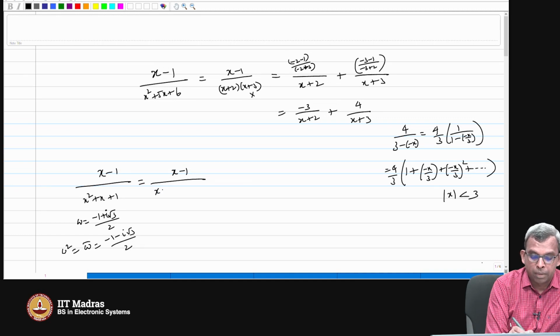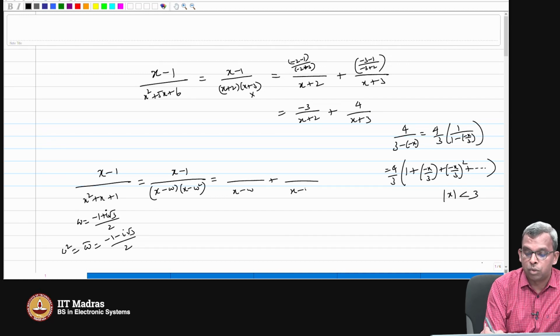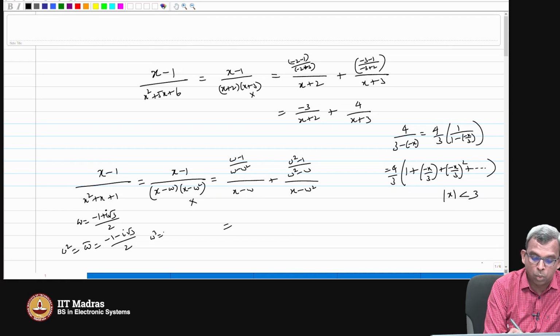You know that this is going to be x minus omega into x minus omega squared. So now this again will come out as a sum of terms over x minus omega and x minus omega squared. I'm going to forget about this factor and put x equals omega, and the remaining is omega minus 1 by omega minus omega squared. Then I forget about the other factor and put x equals omega squared, and the rest is omega squared minus 1 by omega squared minus omega. You can simplify this, pull the omega out, you're going to get 1 minus omega, so you'll get minus 1, and we know 1 by omega is the same as omega squared. See, omega cubed is equal to 1, so 1 by omega equals omega squared.